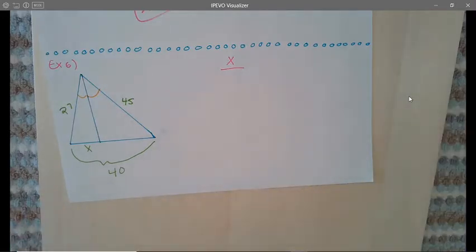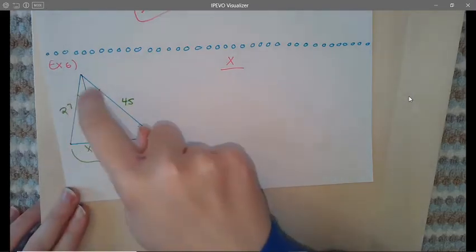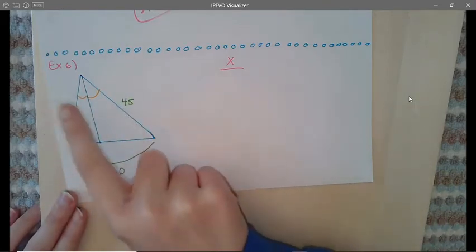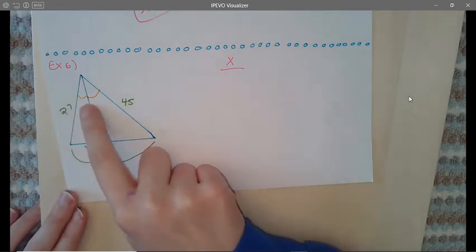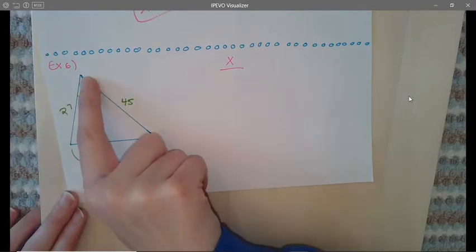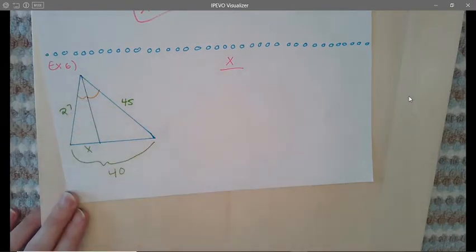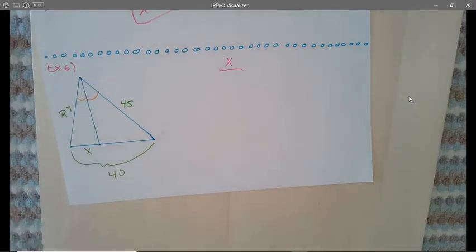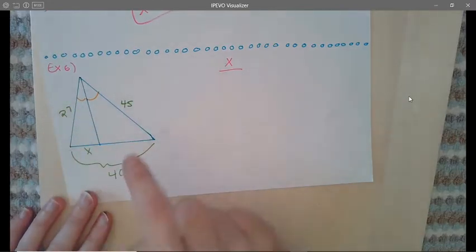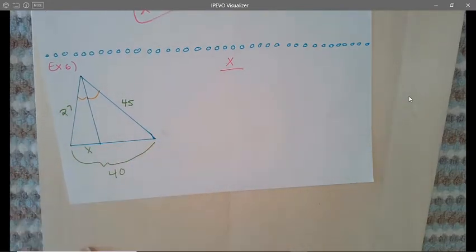Okay, so again, when we're setting up these proportions, I do need to know all four of these parts, which happens when you have an angle bisector. How do I know this is an angle bisector? Well, when this segment hits this angle, it creates two congruent angles. So in order to use the triangle angle bisector theorem, I need to know all four parts of this triangle, which currently this side is missing.